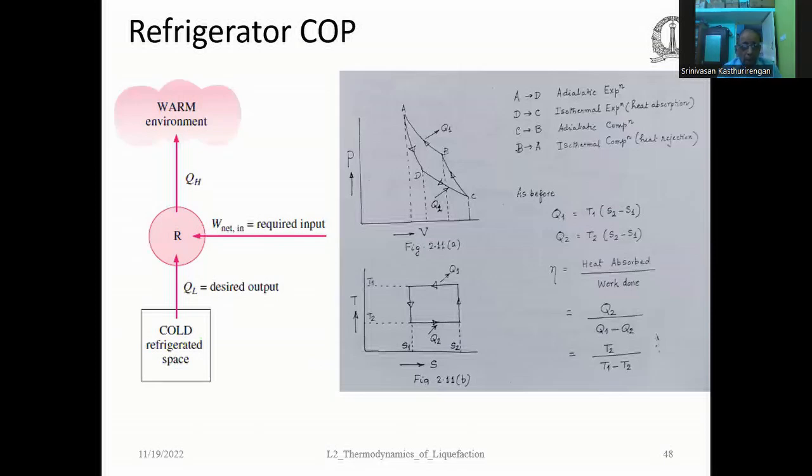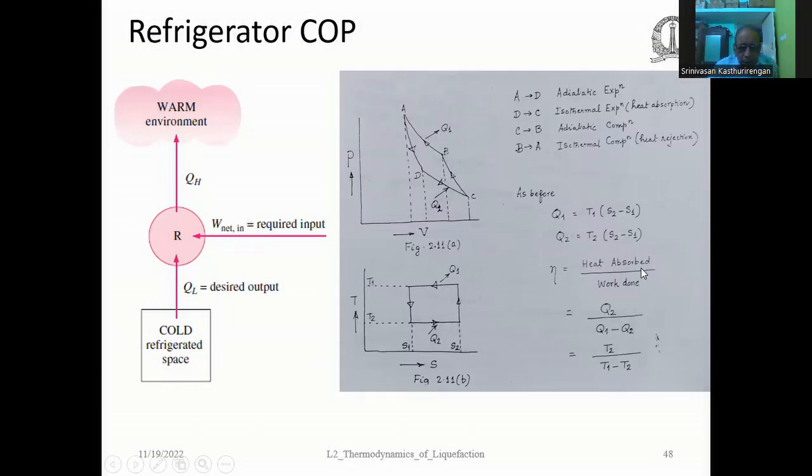Now we can estimate the coefficient of performance of a refrigerator cycle exactly in the same way as we did in the case of the heat engine. Now the processes are the opposite. So we are starting with AB isothermal compression, adiabatic expansion, isothermal expansion, adiabatic compression.